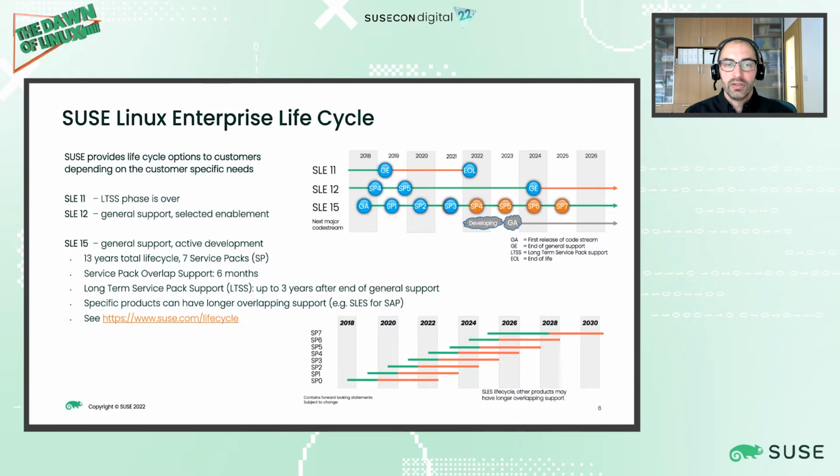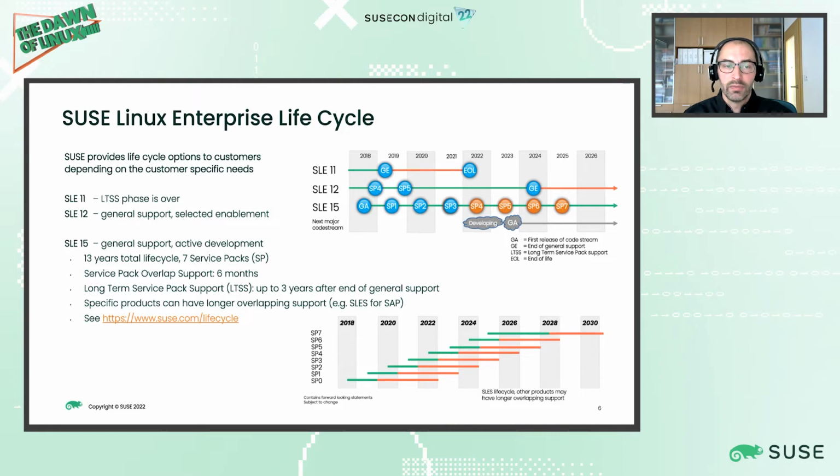SUSE Linux Enterprise comes in two major code streams at the moment. SLE 11 is the oldest one. It's over long-term support at the moment, so no real development is ongoing there anymore. SLE 12 is in general support. We have released its last service pack SP5, so we still do selected enablement, but we are extremely careful, since there are no service packs released anymore, we don't want to disrupt the running environment, so we are pretty picky in what we take into the release. It will be in general support through 2024, and then we will have the long-term support period.